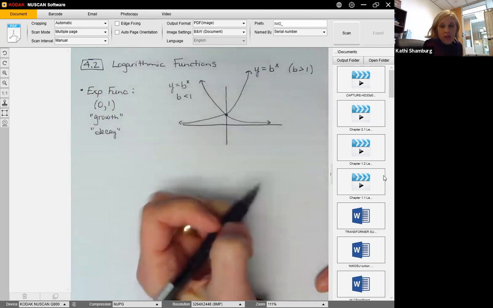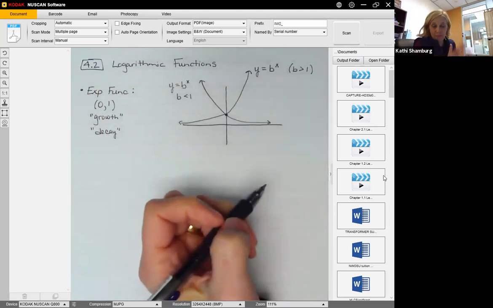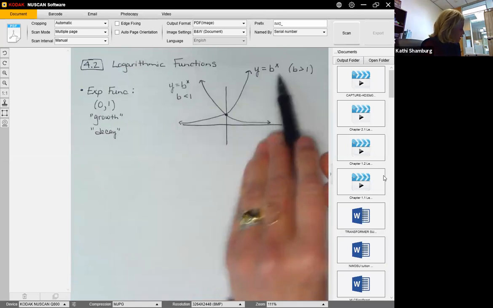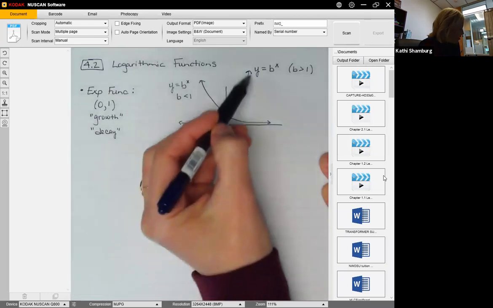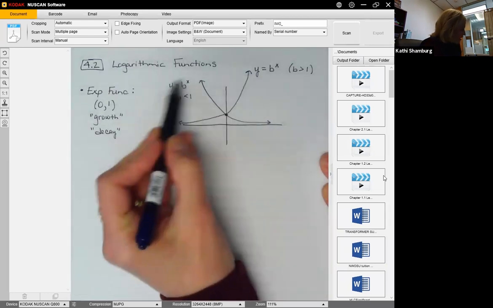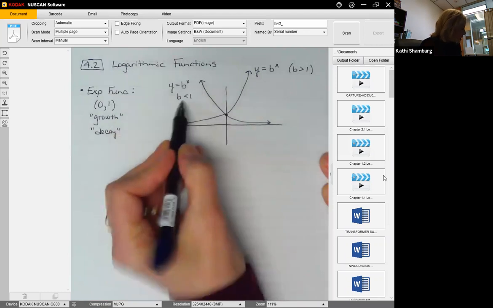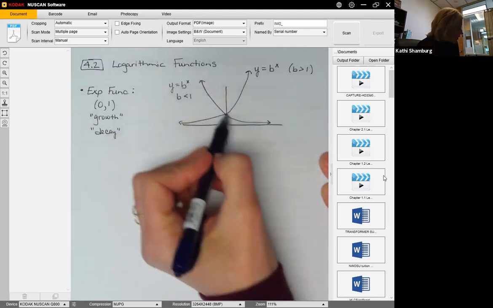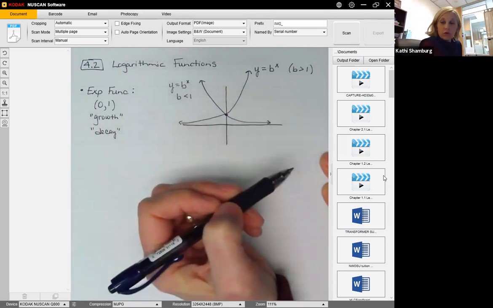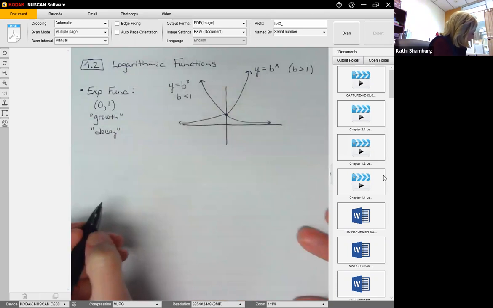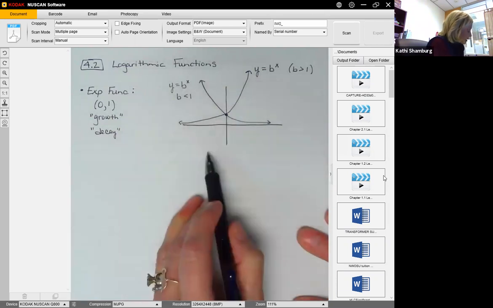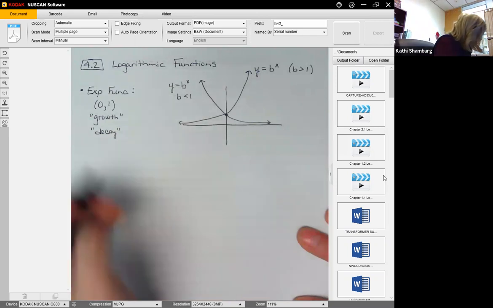Now, recall that your base is always greater than 0. So this that deals with growth is when you are greater than 1. This that deals with decay is when b is between 0 and 1, like 1/2, 2/3, 1/8, and so forth. Now, one other thing that I want to do is to look at this and ask, what is my domain and what is my range?